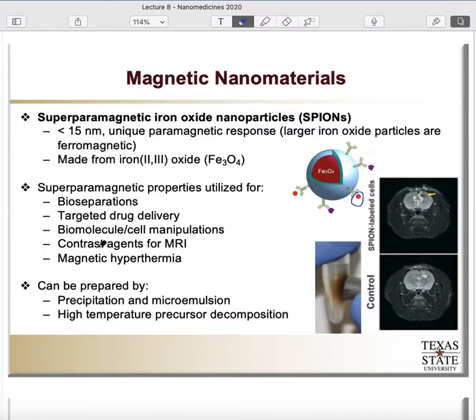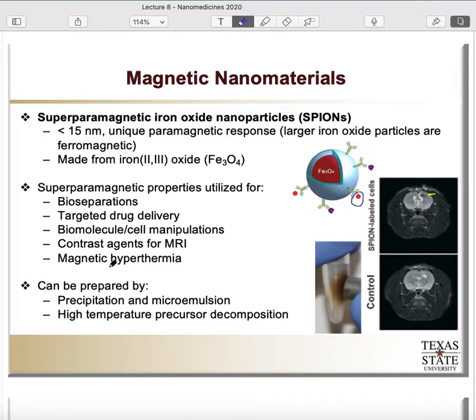We can utilize them as contrast agents for MRI. In the case of MRI, SPIONs actually provide negative contrast, and that's what you can see here. On the top, we have SPION-labeled cells, and the arrow is pointing at a dark spot. That dark spot indicates the localization of these particles. So if you have functionalized your particle perhaps with antibodies that are able to bind to a tumor, for example, then the particles would provide a dark shade on the location of that tumor.